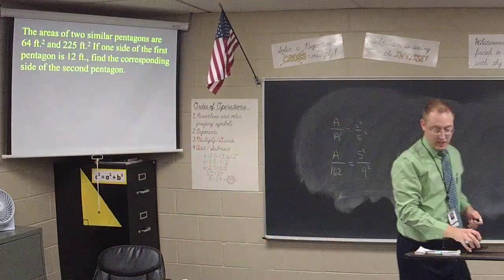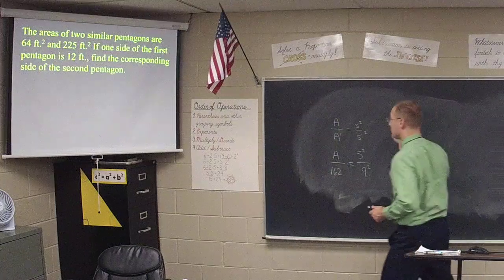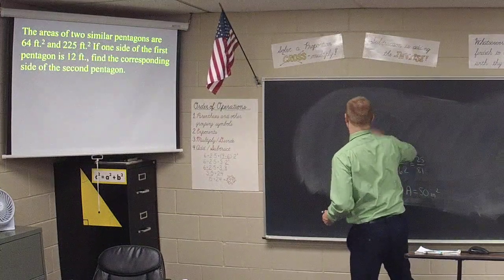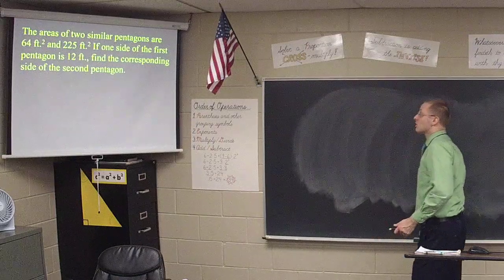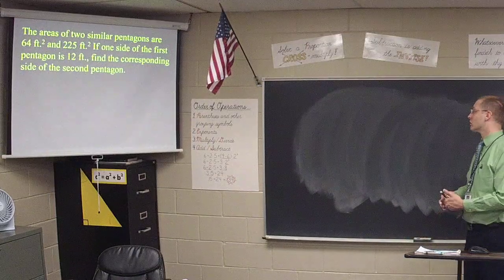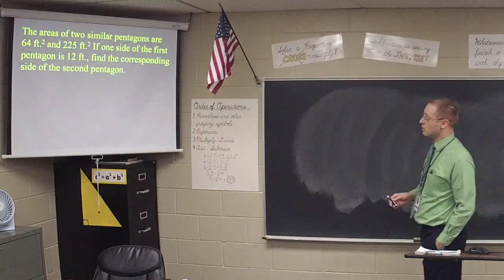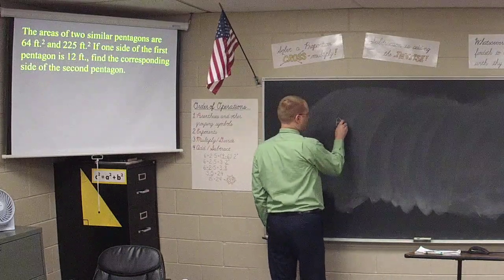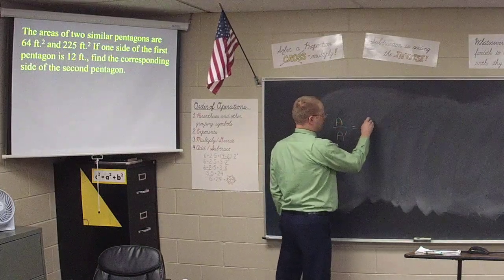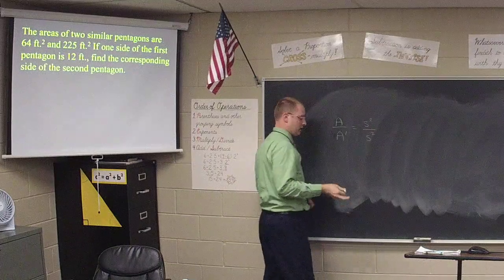I'm going to read this one for us, Ethan, nice and loud. The areas of two similar pentagons are 64 feet squared and 225 feet squared. If one side of the first pentagon is 12 feet, find the corresponding side of the second. What proportion should we use here, class? Area to area, side squared, side squared. Yeah, areas to areas, side squared to side squared. At your seats, plug it in, set it up, find it.